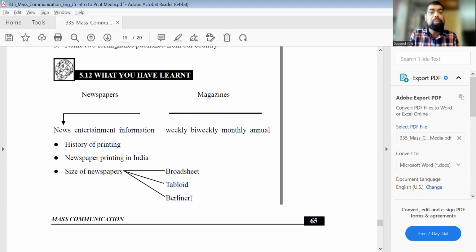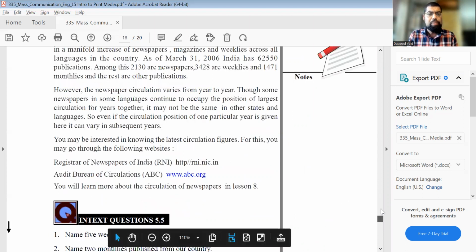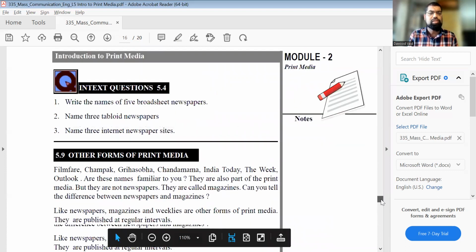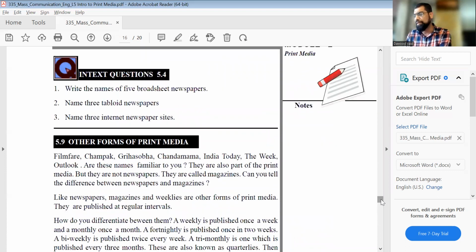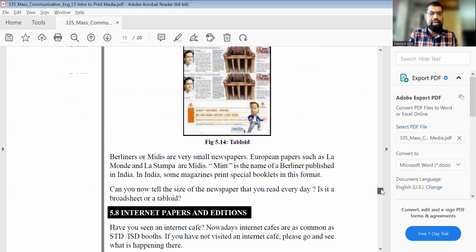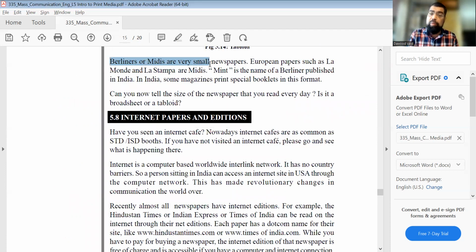There is another one called the Berliner. What's a Berliner? The Berliner is basically the shortest form, the smallest of newspapers. Small newspapers, pocket size. They are also called midis, and they are mostly popular in Europe. And Mint is a very popular example of a Berliner. Remember: broadsheet, tabloid, and Berliner.